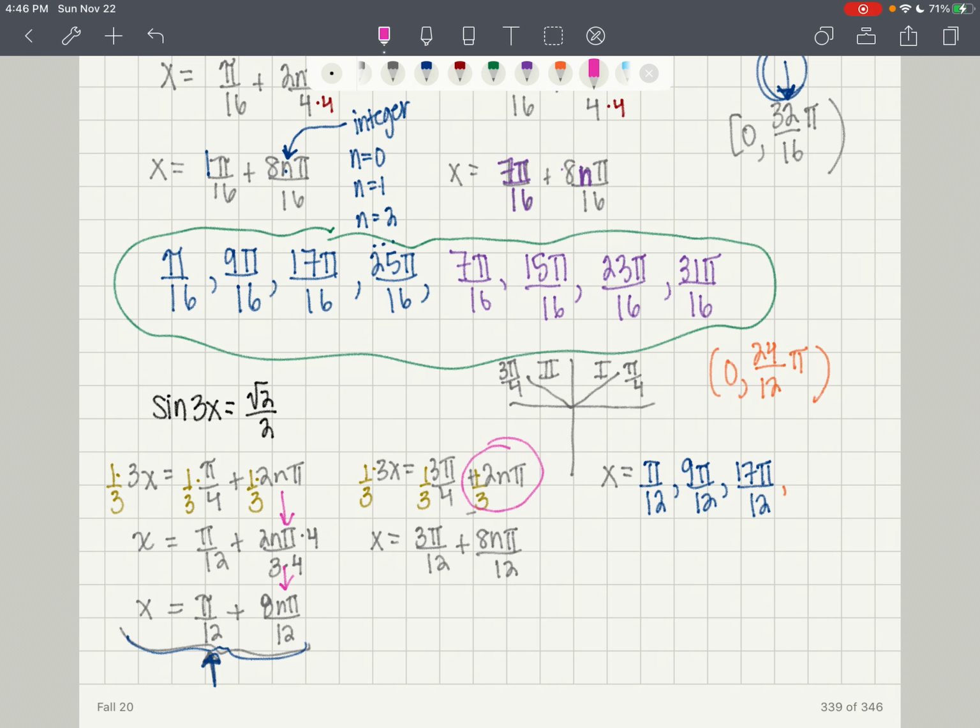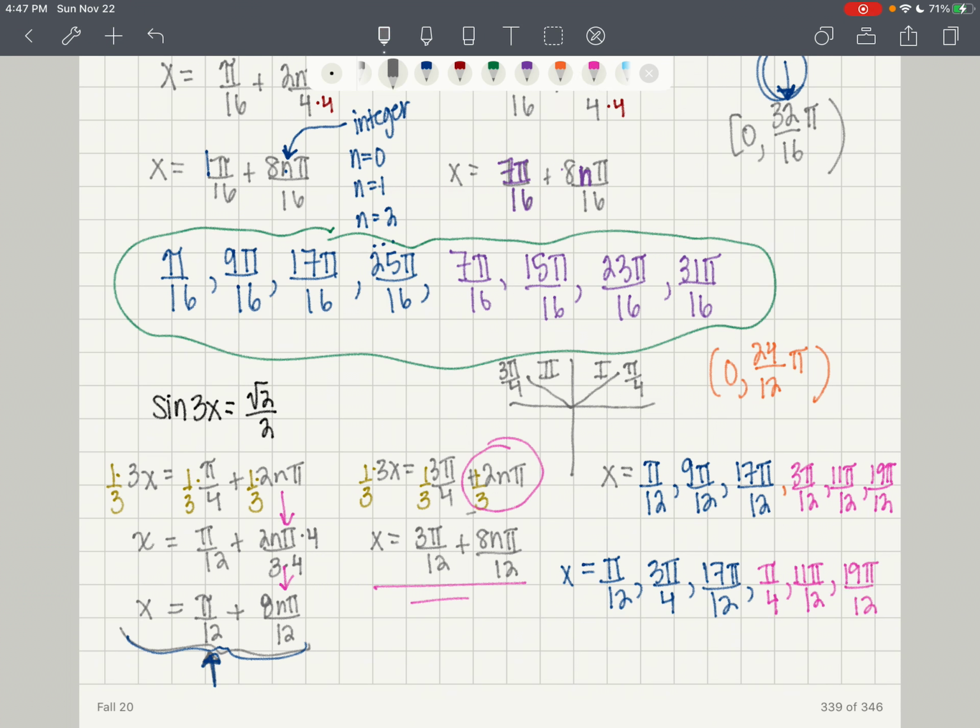Now we're at the next one right here. We've got 3 pi over 12, which we'll come back and reduce. And then we'll add 8, which gives us 11 pi over 12. And we add 8 one more time, and we get 19 pi over 12. If we were to add 8 one more time to that numerator, we would exceed 24 pi over 12. Therefore, our answer is 9 pi over 12, reduce the numerator and the denominator by 3, and we get 3 pi over 4. 17 pi over 12 doesn't reduce. 3 pi over 12 reduces to pi over 4. 11 pi over 12 does not reduce, and neither does 19 pi over 12. There is our answer.